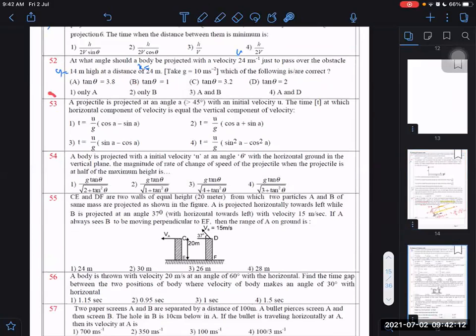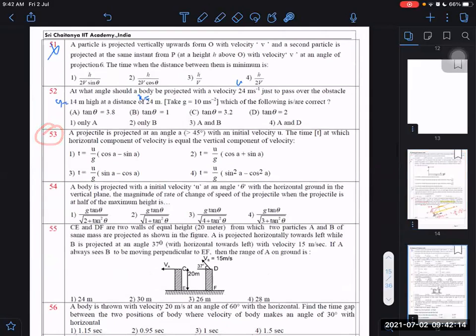What about question 53? Now you do this one. 52 we can do by equation of trajectory. Do 53.